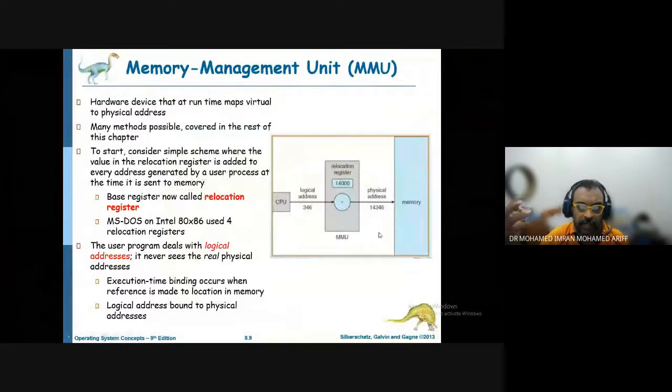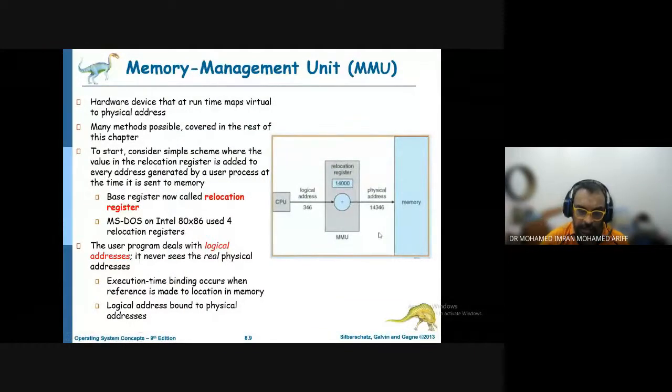Okay, where is the physical address? It is inside the memory. So what is 14,000 here? 14,000 is what we call the base register. As I explained in the previous slide, the base register is the starting address. So the logical address 345 plus the base address gives you 14346. 14346 is the address of the particular location that the CPU is interested in.